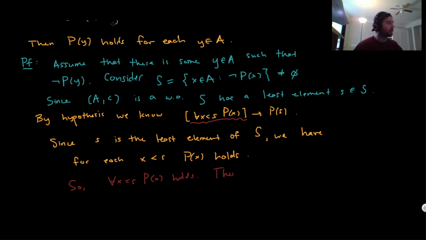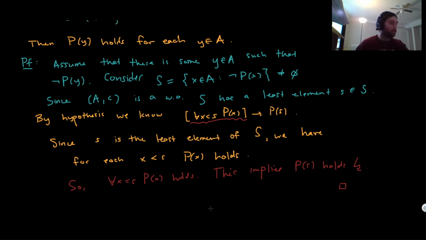This implies that p of s holds. And this is a contradiction. So again, if there was a value for which it failed, then there was a least value for which it failed. But by our induction step that we would presumably prove, we'd show that if it was true for everything less than it, then it had to be true for the thing that we cared about.